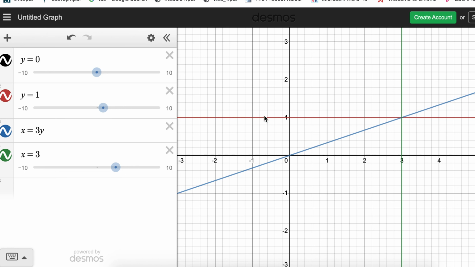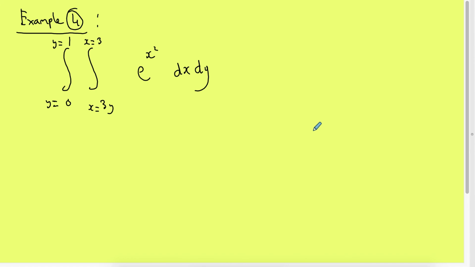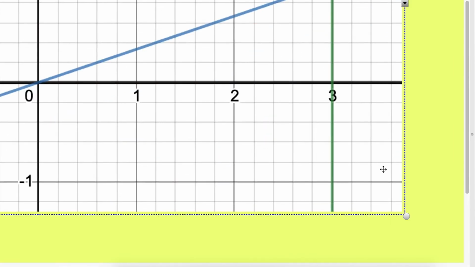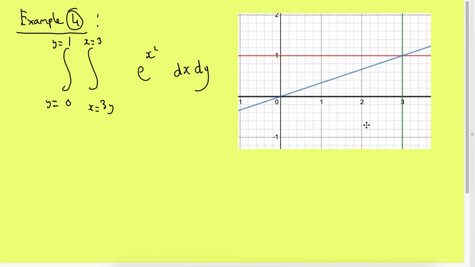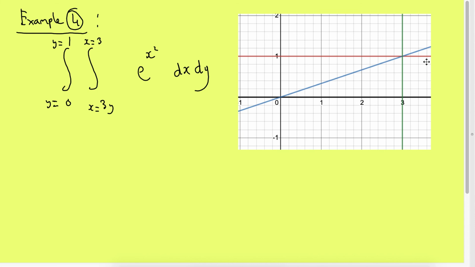So let's copy and paste it over again. Right, so these are my lines that I've got. y equals 1 is this line here, right? y equals 0 is my black line there. My red line is y equals 1, my green line is x equals 3. And my sloping line, which is the important one, is x equals 3y.